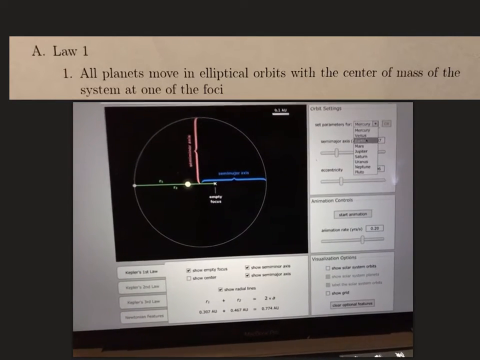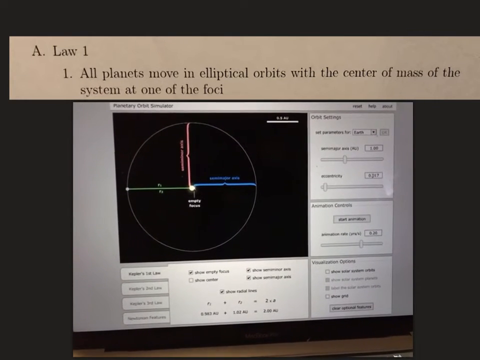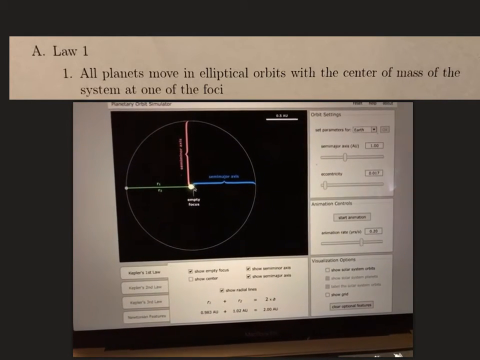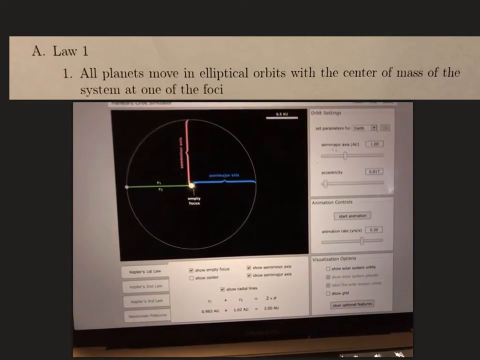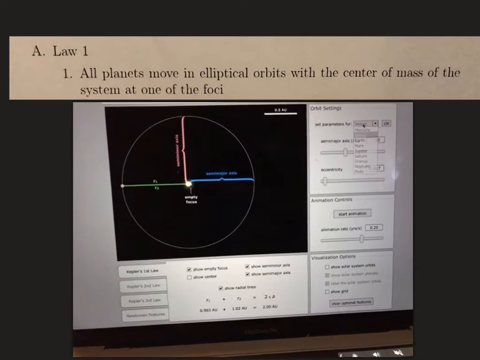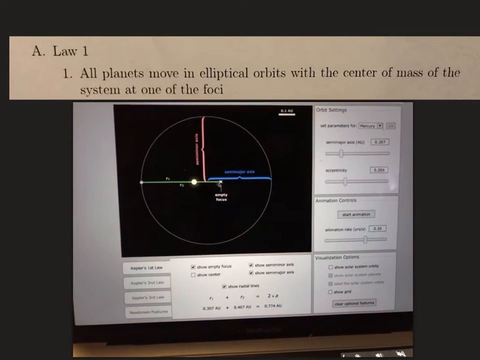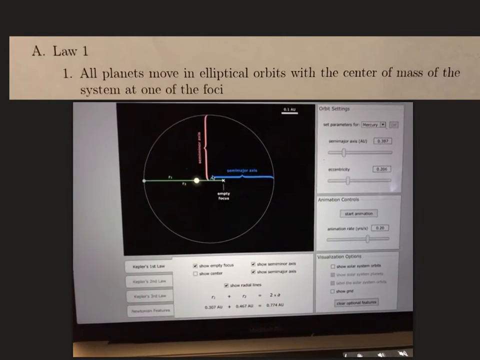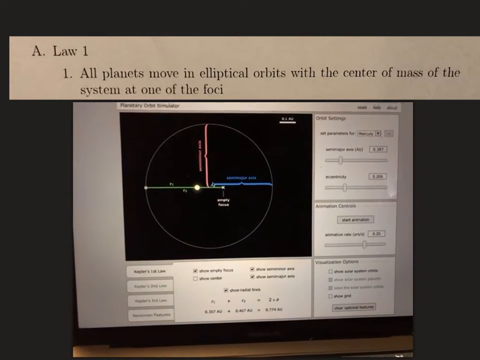If we set it to Earth, you can see here that the eccentricity is very, very small. In fact, the sun and the empty focus are almost on top of each other, like for a circle. But if I set it to Mercury, we can see that there's two focuses, and you can sort of think of those focuses as like the center of the circle, only now there's two.